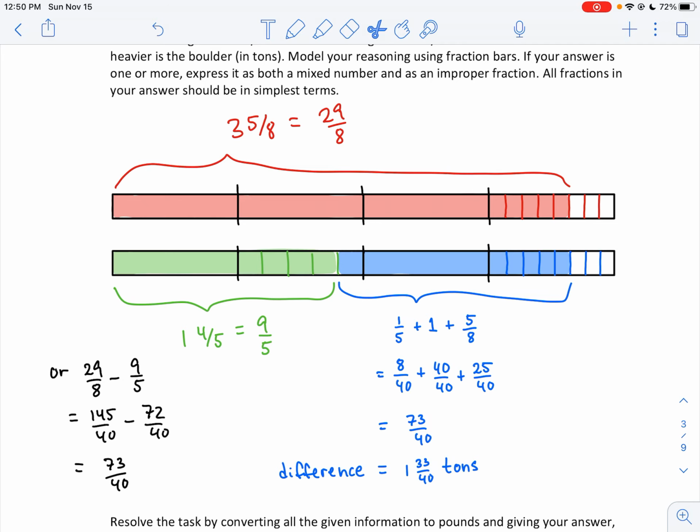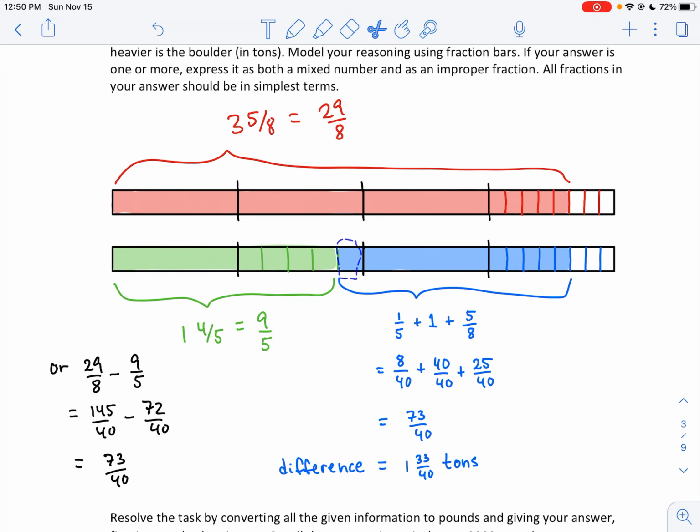I could reconstruct the blue by taking this extra 1/5 plus this extra 5/8. So I just combined those together. I got common denominators. I didn't put all the little hash marks up in my drawing above, but my drawing, I think, is supporting my answer very well. The difference is 73/40ths, which is 1 33/40 tons.